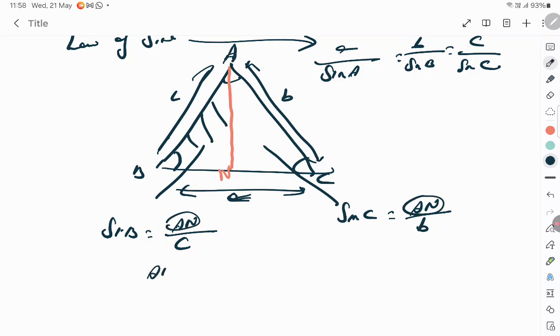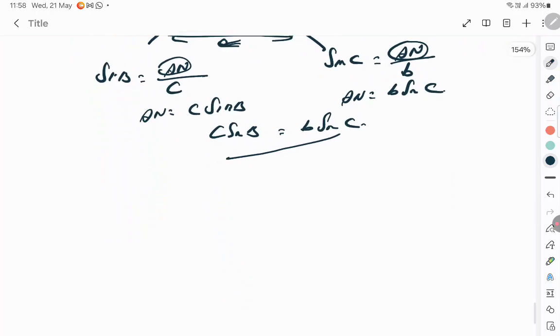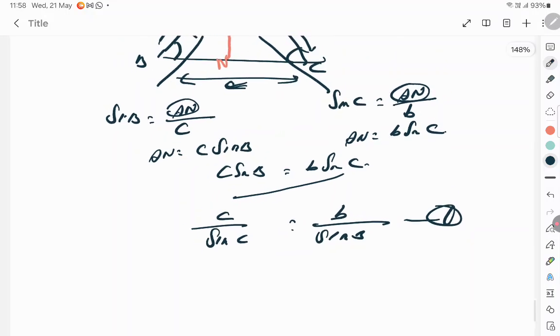So we can write what AN is for both these equations. AN from this equation is c sin B, and AN from this equation is b sin C, and both of them are equal. c sin B is equal to b sin C. You can bring the sin C down. So you get c by sin C is equal to b by sin B. We got one part of the equation.